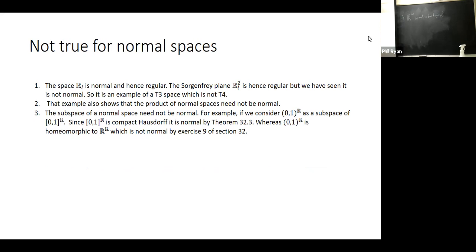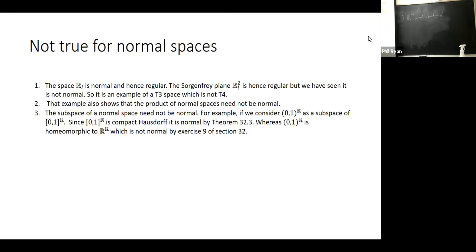So, as I said before, these things are not true for normal spaces. As we've already shown, R_l is normal, and hence is regular. So that means that the Sorgenfrey plane is regular. But we've seen that it's not normal. So this gives us an example of a space which is T3 and not T4. This shows that the product of normal spaces need not be normal.